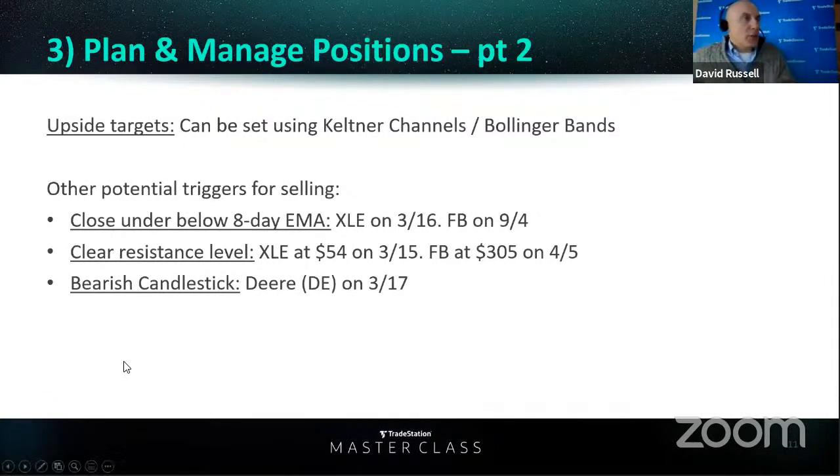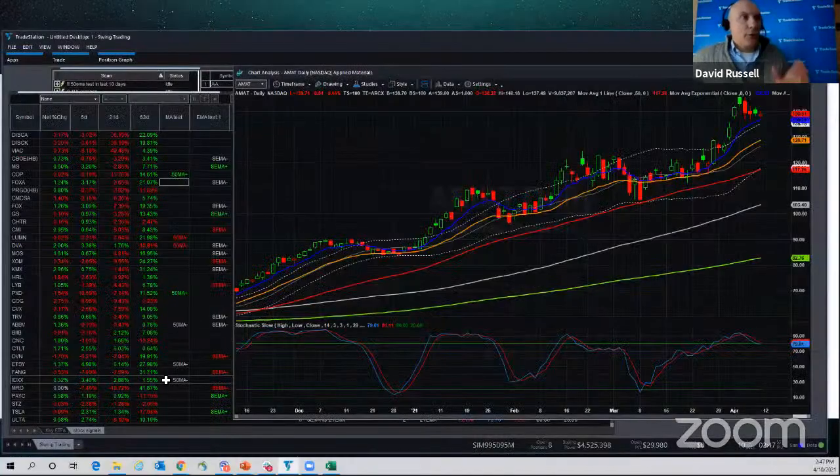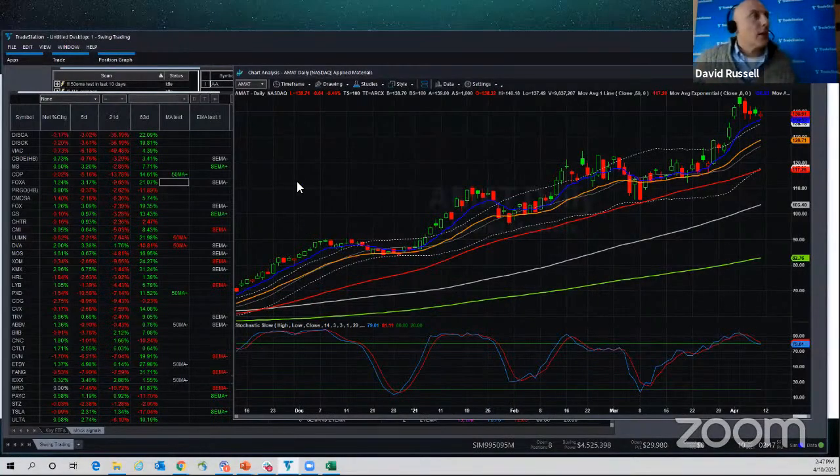So there's a few ways you can do this. And one of the things that I often use and that we talk about in Masterclass are the Keltner channels. Now, Keltner channels, I adjusted them in my TradeStation because I didn't want too many colors. I just made them white dotted lines. But basically, it's similar to Bollinger Bands. I find them more effective for this sort of stuff.